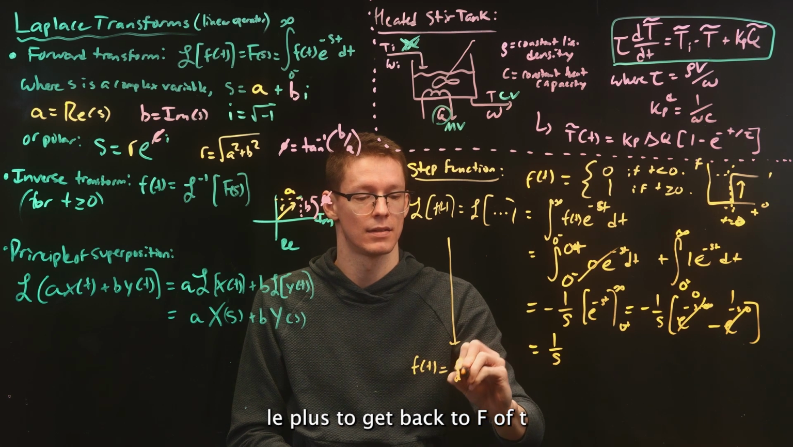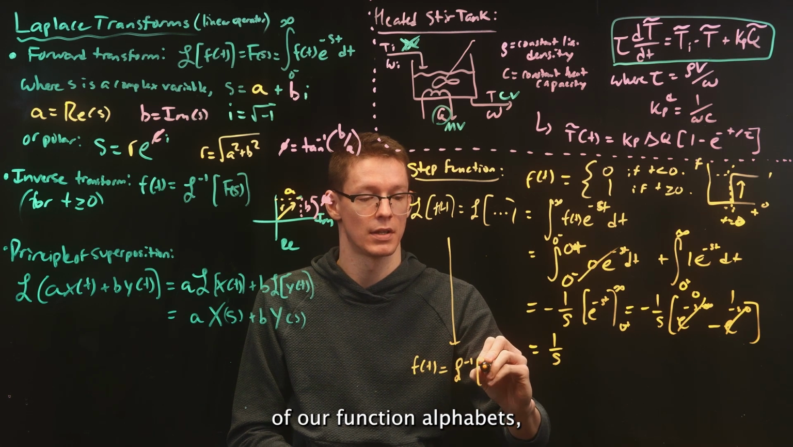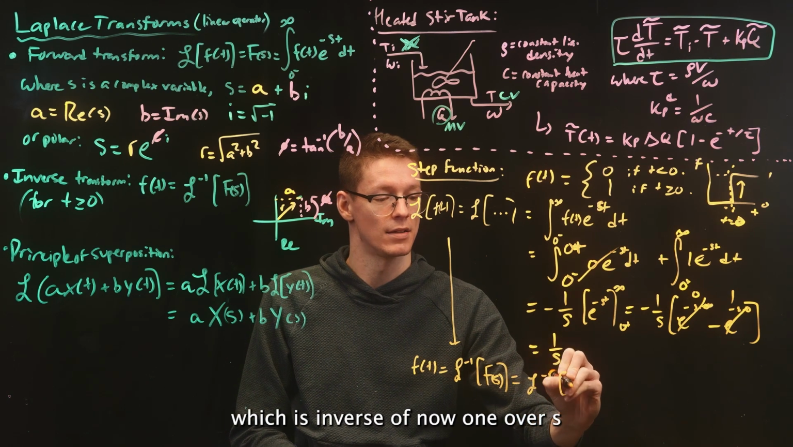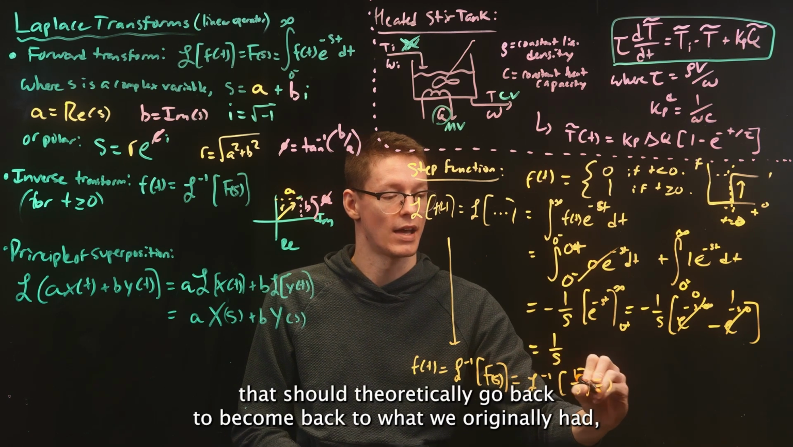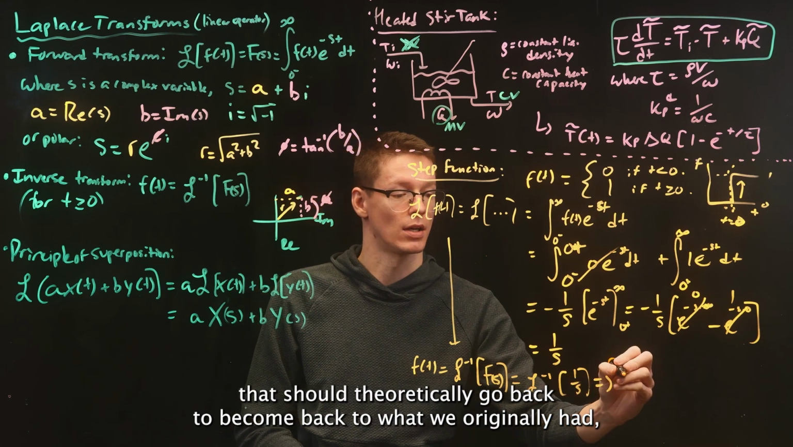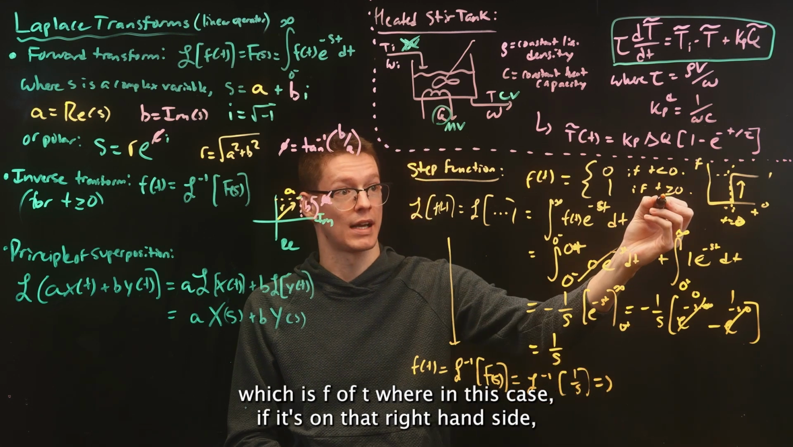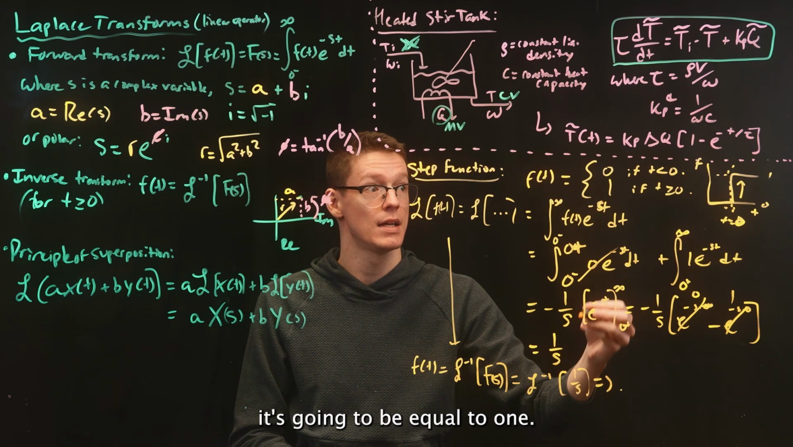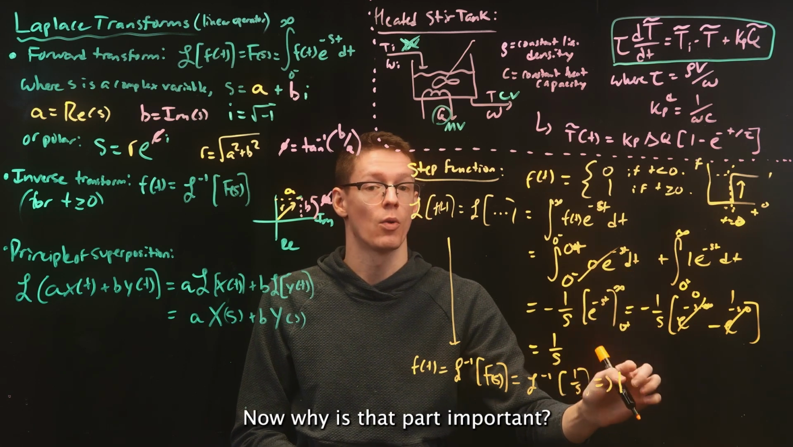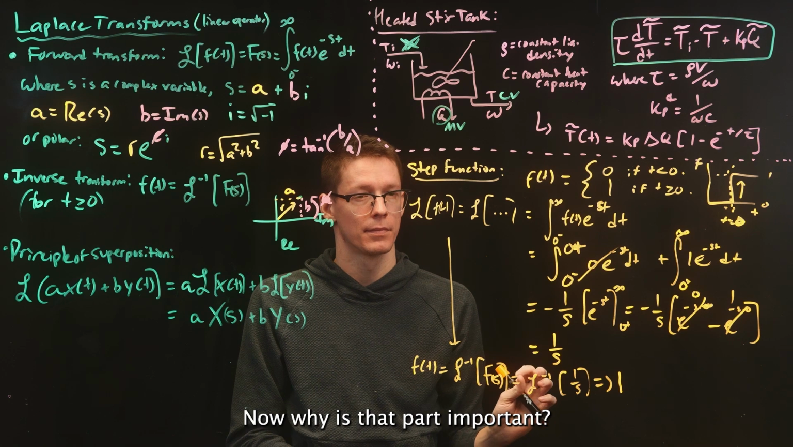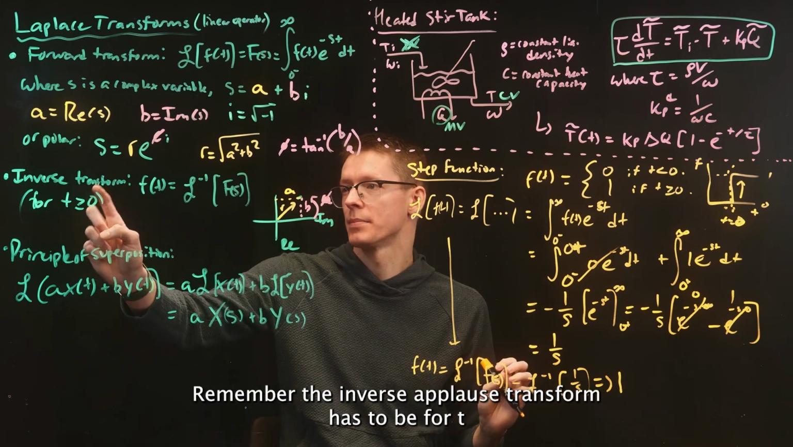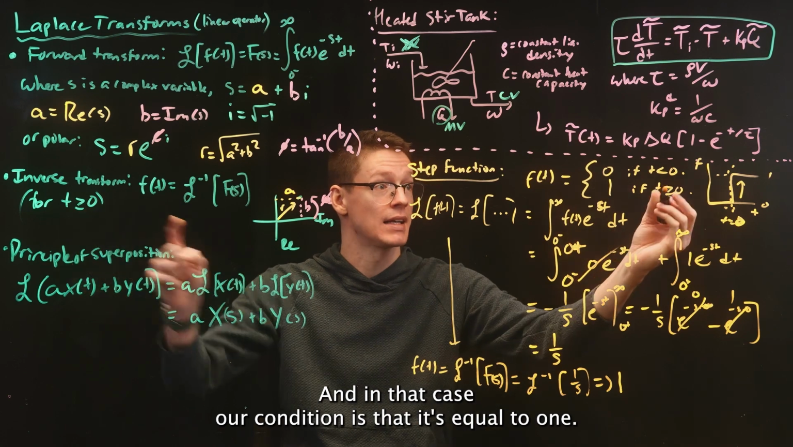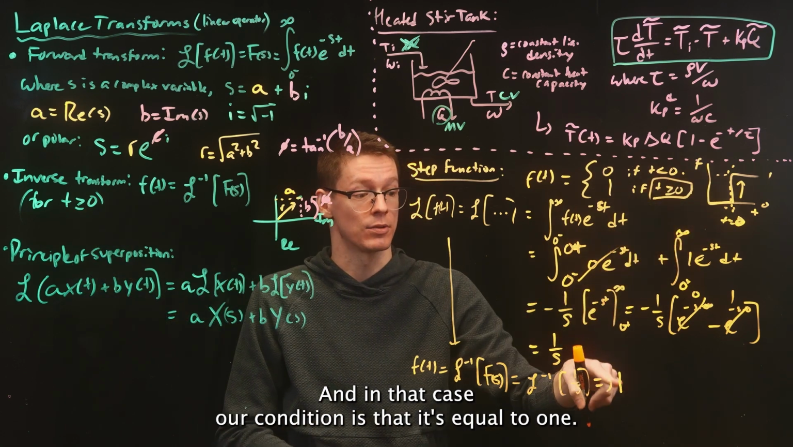to get back to f of t of our function F of s, which is the inverse Laplace of 1 over s, that should theoretically go back to what we originally had, which is f of t, which on that right-hand side is going to be equal to 1. Now, why is that part important? Remember, the inverse Laplace transform has to be for t greater than or equal to 0. And in that case, our condition is that it's equal to 1.